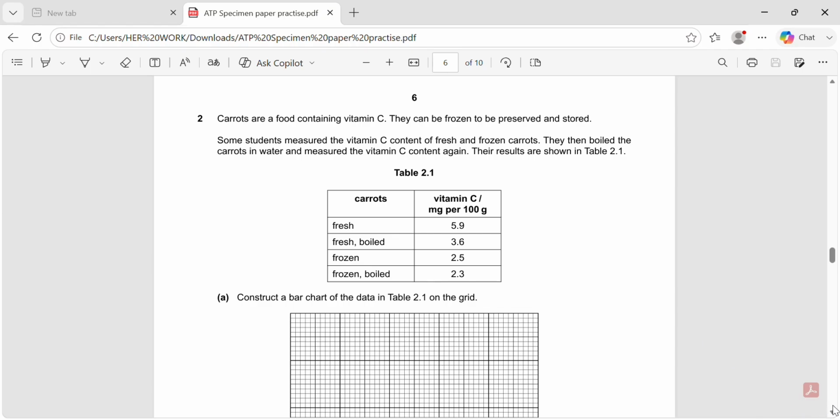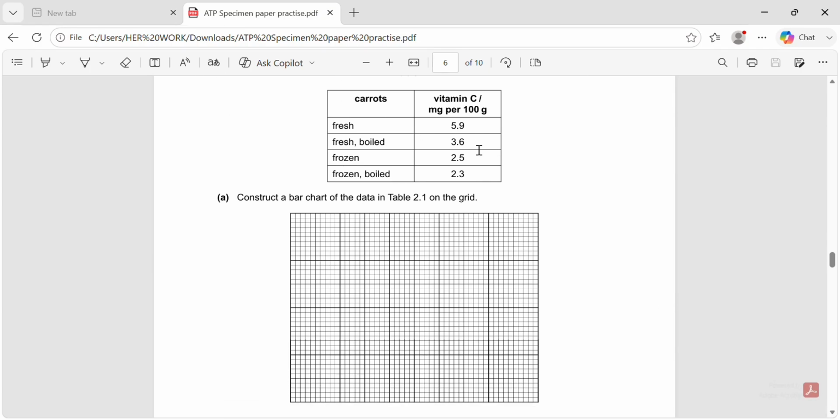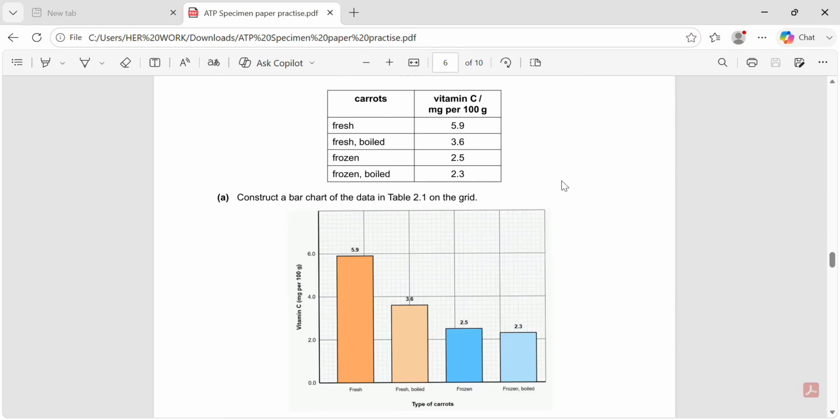Here you can see a table now. The first question asks us to construct a bar chart of the data in table 2.1 on the grid. So here's how you have to draw the graph. Remember that whenever you are asked to draw a bar chart, first draw and label both axes. Here, in this case, on the horizontal axis, write the types of carrots, and on the vertical axis, write vitamin C in milligrams per 100 grams.